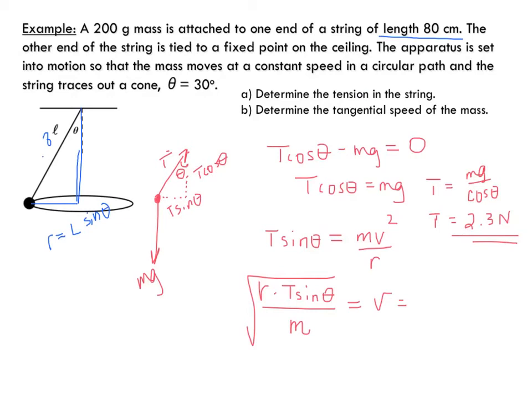So I can replace r with L sine theta times T sine theta, all divided by my mass. And you should get a value of 1.5 meters per second. Again, this v is not really a velocity. This is our tangential speed.